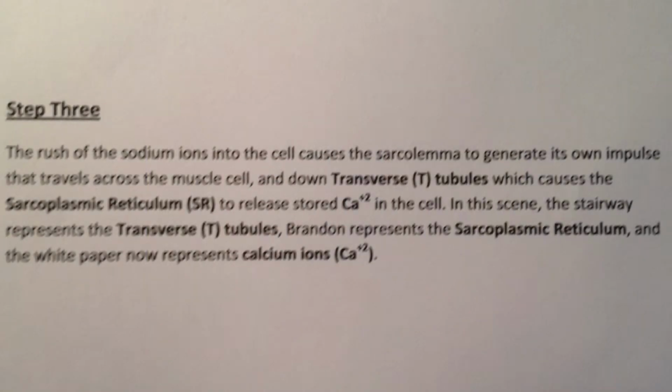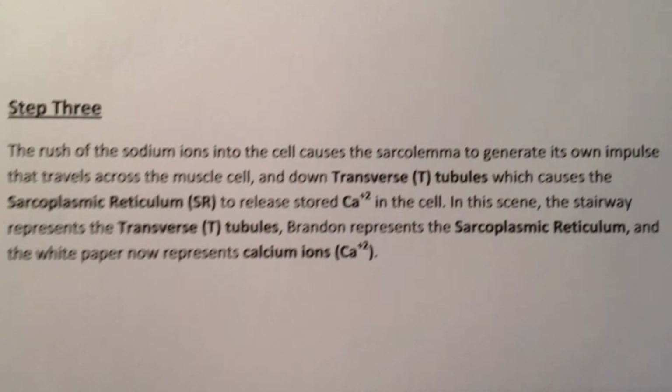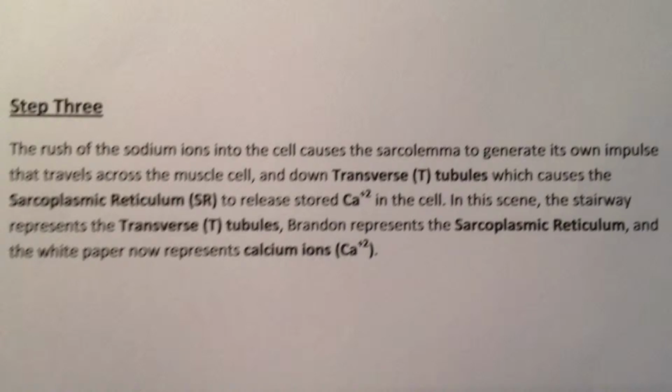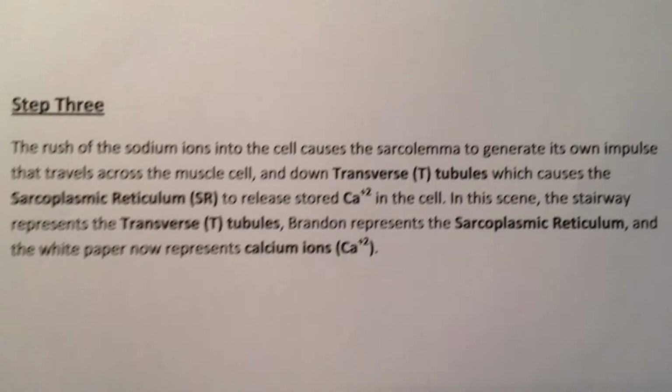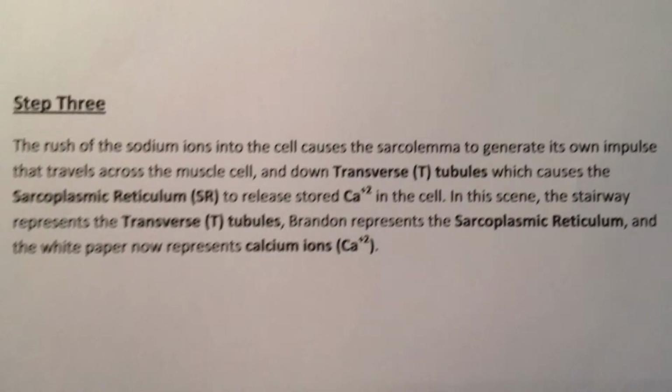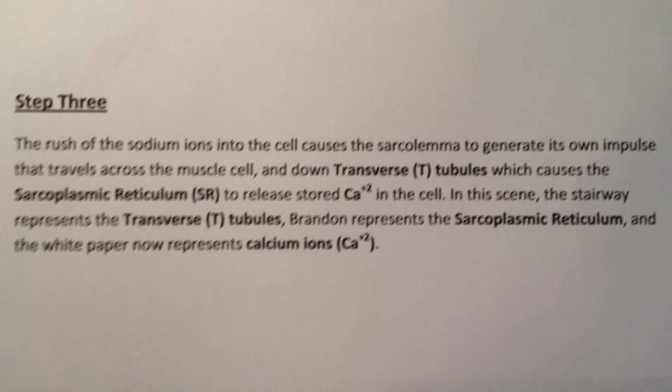In step 3, the rush of the sodium ions into the cell causes the sarcolemma to generate its own impulse that travels across the muscle cell and down transverse tubules, which causes the sarcoplasmic reticulum to release stored calcium ions in the cell.